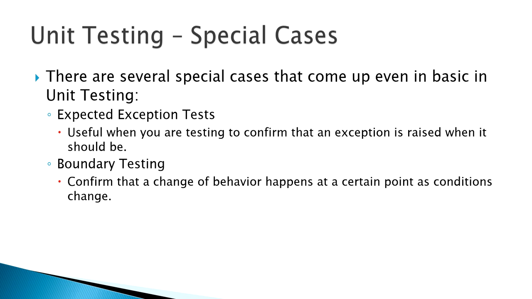Another special case is boundary testing. Perhaps a change of behavior happens, in a type of calculation or anything else, at a certain point when conditions change. So what we have to do is make sure that, as close as reasonable to the boundary where this change of behavior happens, we get the expected change of behavior. We'll talk a bit more about that in a few minutes as well.